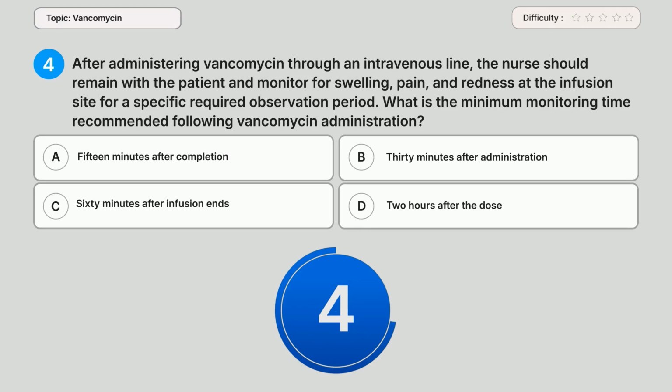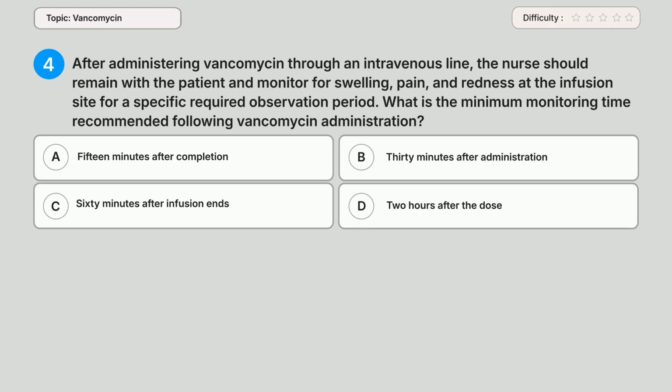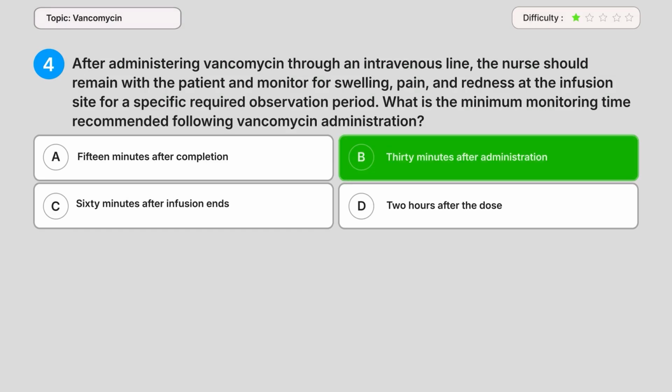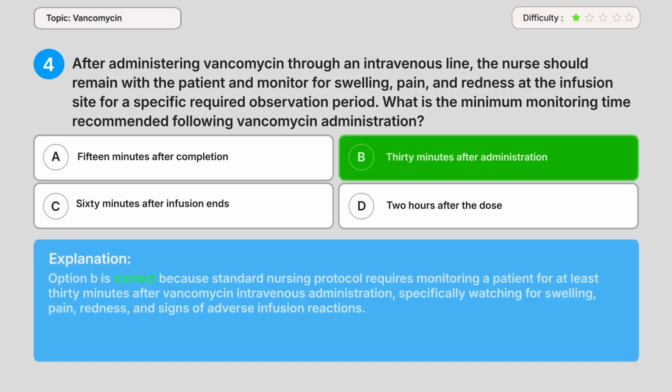What do you think is the answer? Correct answer, B. 30 minutes after administration. Explanation: option B is correct because standard nursing protocol requires monitoring a patient for at least 30 minutes after vancomycin intravenous administration, specifically watching for swelling, pain, redness, and signs of adverse infusion reactions.